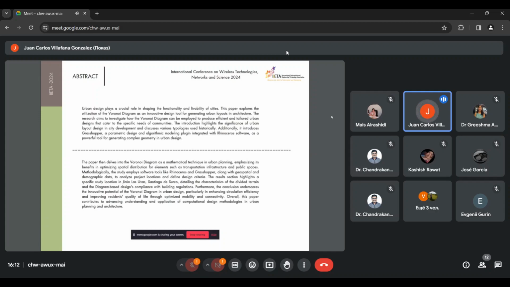The introduction highlights the significance of urban layout design in city development and discusses various typologies used historically. Additionally, it introduces Grasshopper, a parametric design algorithm model integrated with Rhinoceros software as a powerful tool for generating complex geometry in urban design. The paper delves into the Voronoi diagram as a mathematical technique in urban planning, emphasizing its benefits in optimized spatial distribution for elements such as transportation, infrastructure, and public spaces.